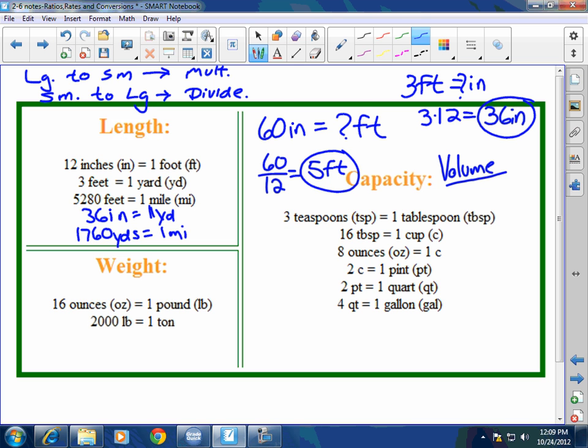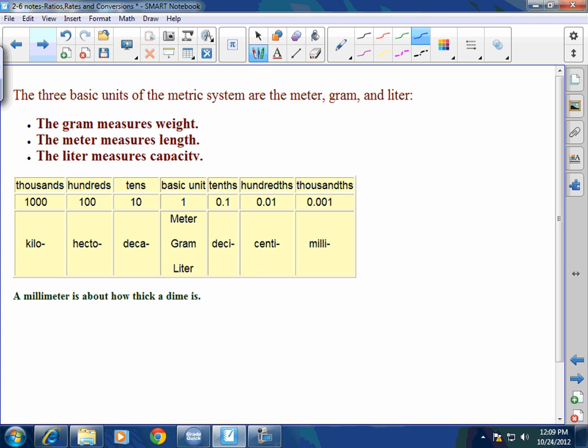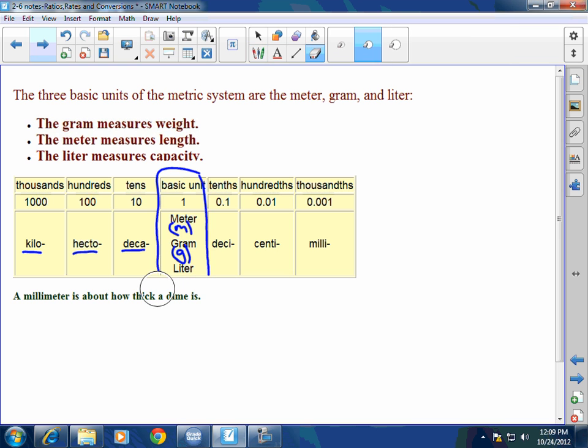Thank you. Now, the metric system. The metric system is a lot easier than the English system, okay? I mean, a lot easier than the English system. The metric system, we're talking about kilo, hecto, deca, the units. Meter is represented by a lowercase m. Gram is represented by a lowercase g. And liter is represented by a capital L. Those are the units.